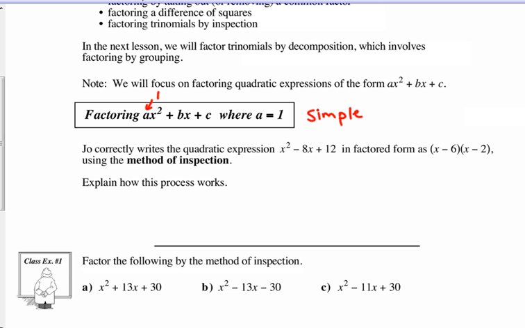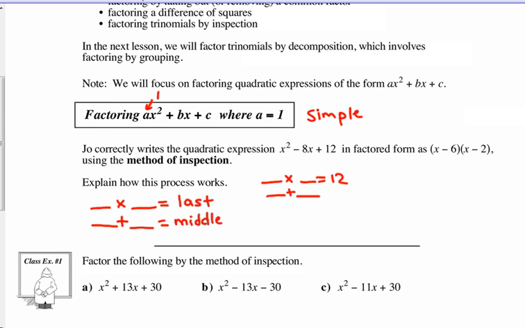So when we have a simple trinomial, we want to get it in factored form. We want two numbers that multiply to which one? When we want to factor, C is 12, the last term. When we have a simple trinomial, we want two numbers that multiply to the last term and add to the middle. So in this case, we want two numbers that multiply to 12 and add to -8. We have to keep the sign with it.